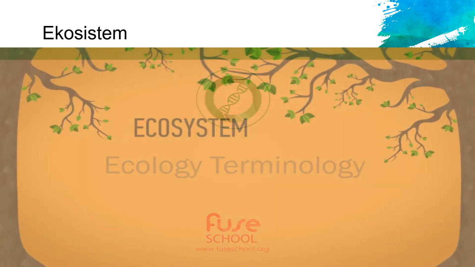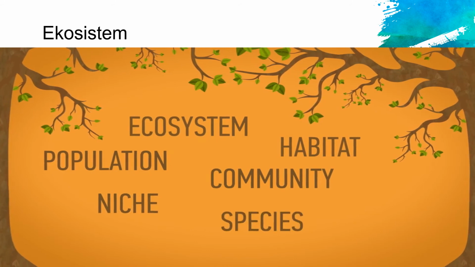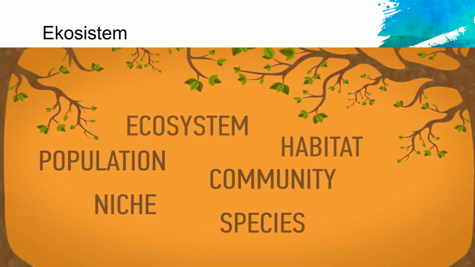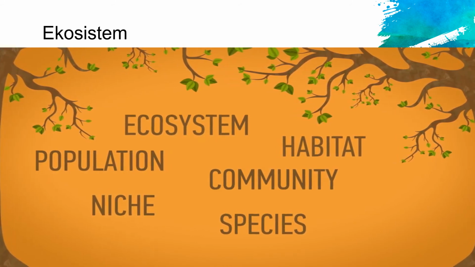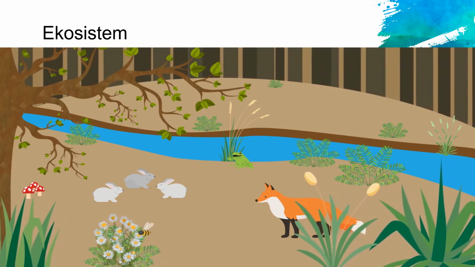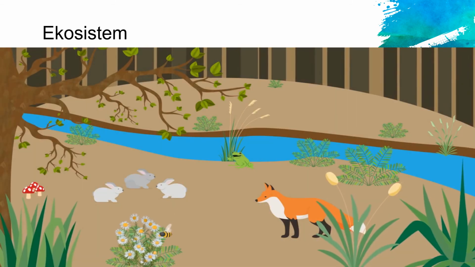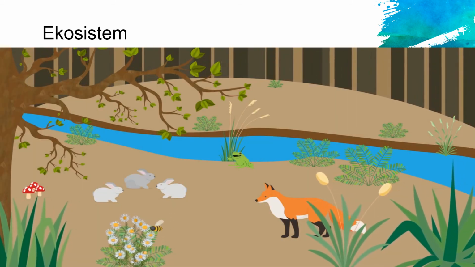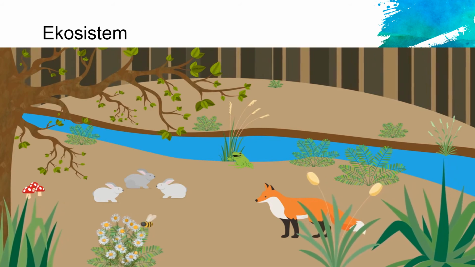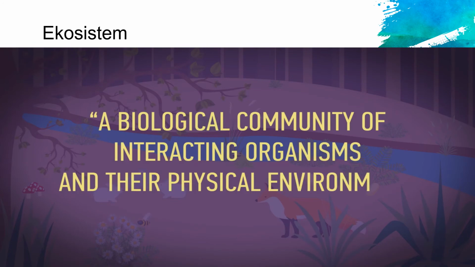In this video, we are going to look at a few key words that you will come across throughout ecology. Let's start by looking at the whole thing, the ecosystem. An ecosystem is made up of all the communities that live in it, every single organism from big to small, and lots of environmental factors like sunlight, shade, the woodland, streams, and other things. An ecosystem is defined as a biological community of interacting organisms and their physical environment.